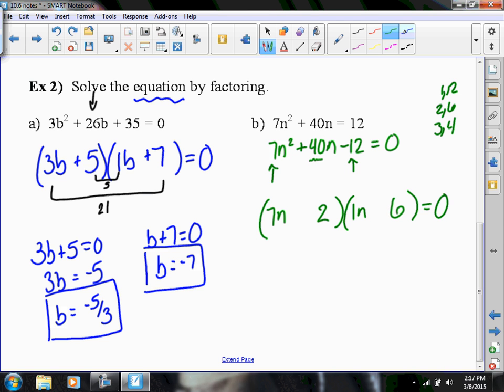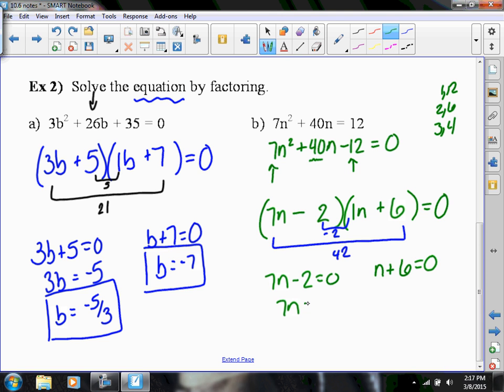So if I check my outers, that gets me 42. And my inners, that gets me 2. 42 and 2 will definitely get me to 40 if I make that 2 negative. So the 6 will be positive and the 2 will be negative. And now I can set each of those parentheses equal to 0 and solve. So I'll add the 2 over, and then I'll divide by 7, and then I'll subtract the 6 over.